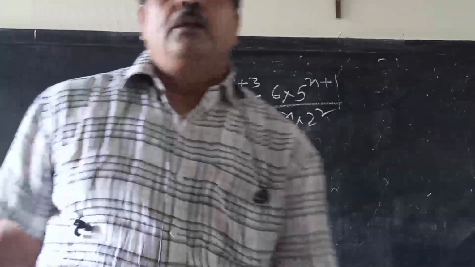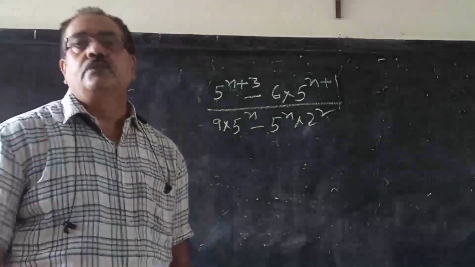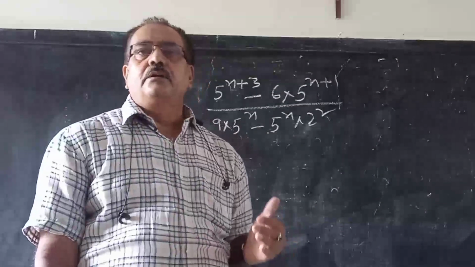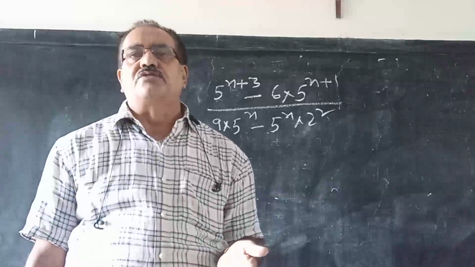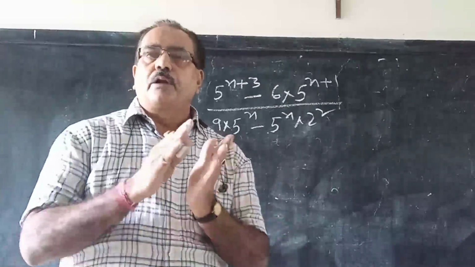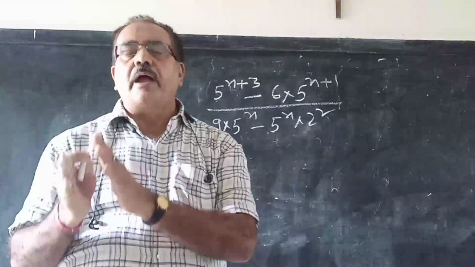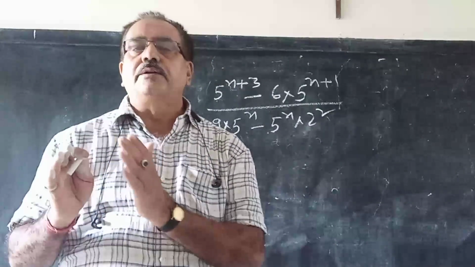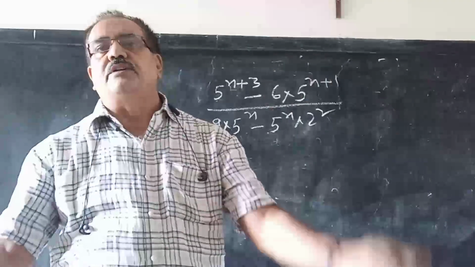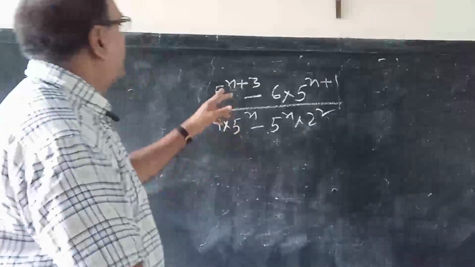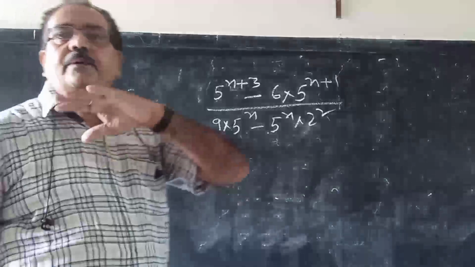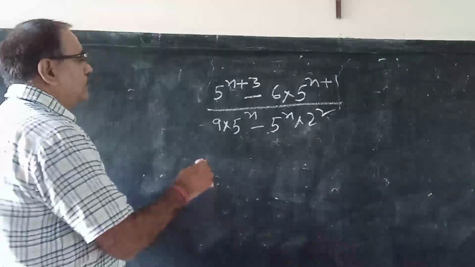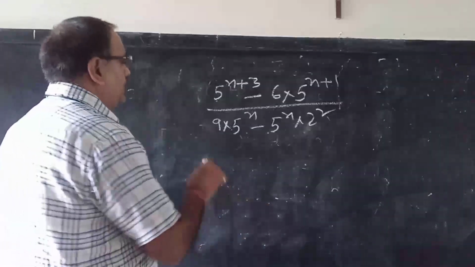This type of question generally comes in the examinations. So what do you have to do in this type of question? First of all, if the laws are given in the result form, write the result form into question form. If the laws are given in the question form, write into result form. Just reverse. So here 5 to the power n plus 3 is given in the result form, we can write it in the question form.